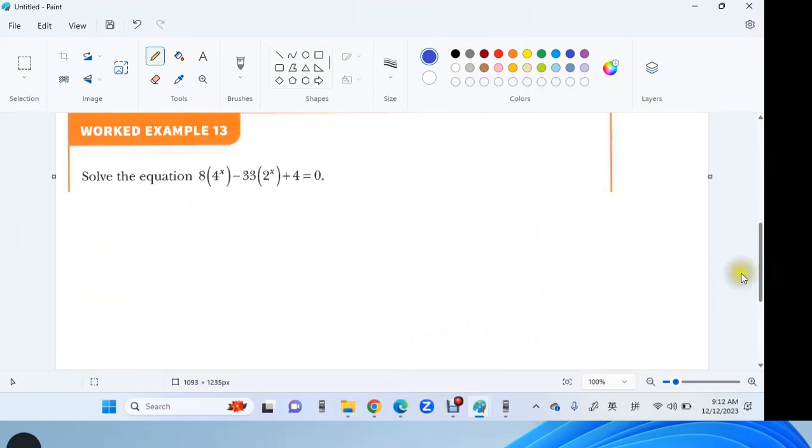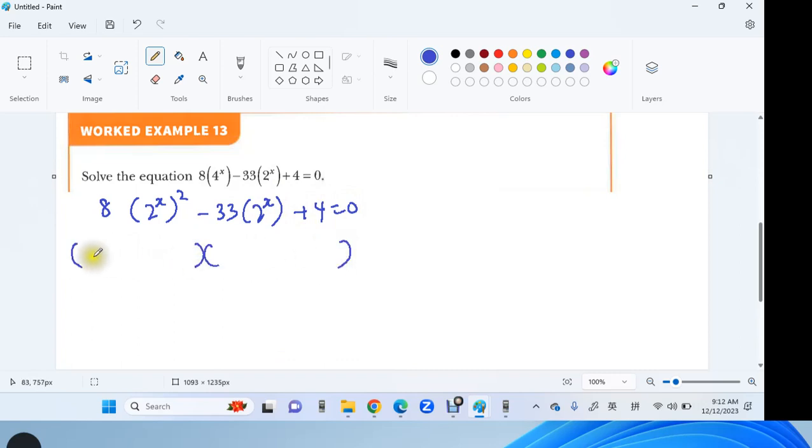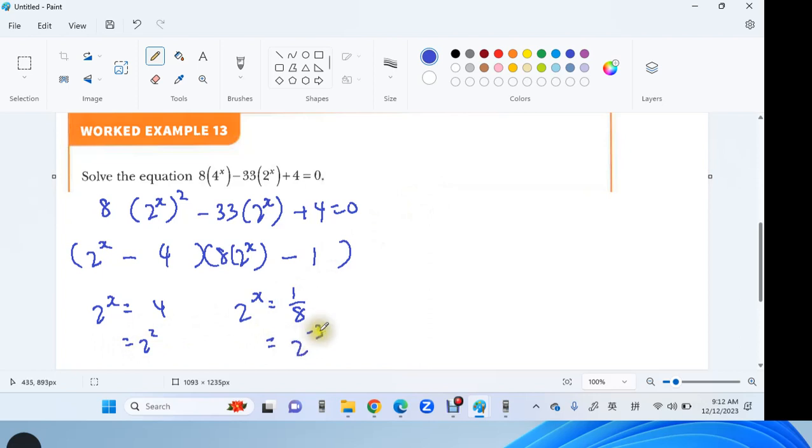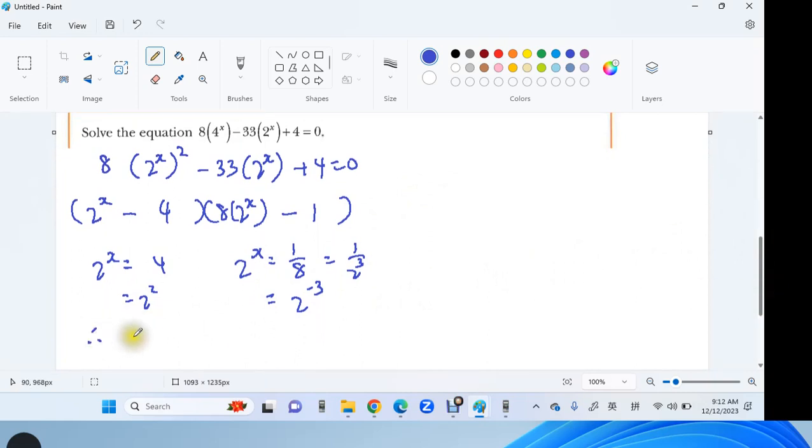Okay. So for this one, if I don't want to use a substitution, then I know that this is 2 power x squared minus 33 times 2 power x plus 4 equal to 0. Then we have 2 power x, 8, 2 power x, and 4, 1, minus minus, then 2 power x equal to 4 and 2 power x equal to 1 over 8. So this is 2 power 2, this is 2 power negative 3. So we have the value of x equal to 2 or x equal to negative 3.